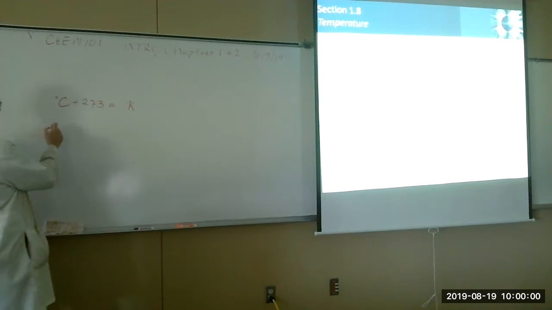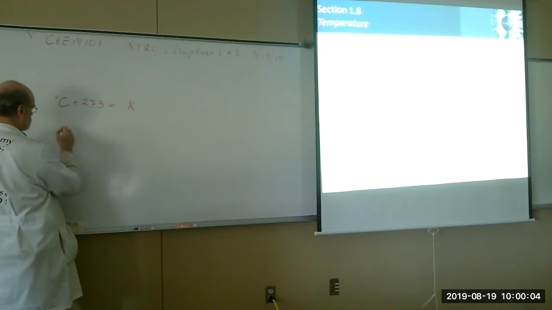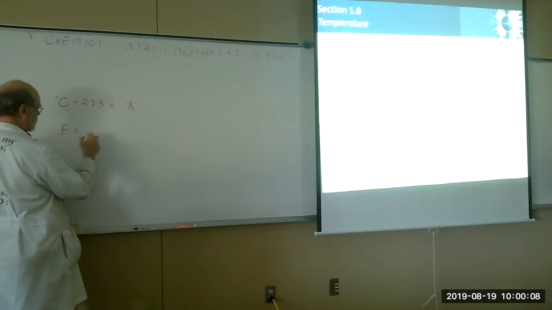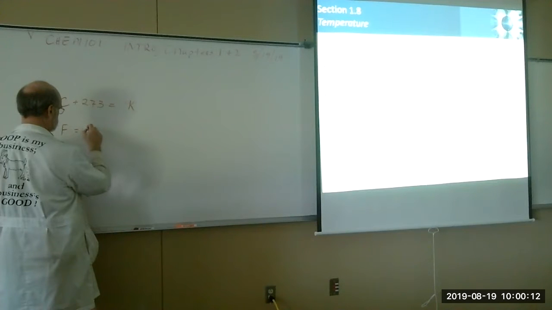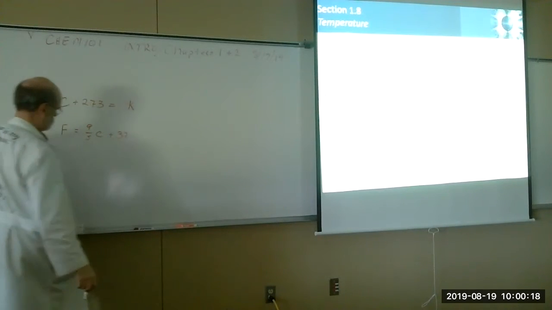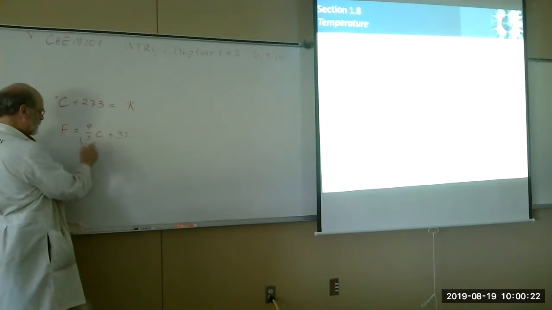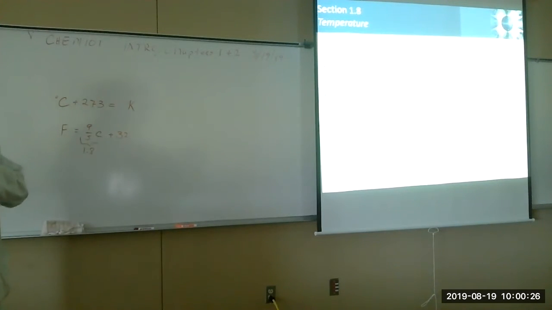So if I can do this from memory, Fahrenheit is equal to 9/5 centigrade plus 32. Your book might convert this to a decimal, 1.8, same thing. I use 9/5 because it's easier to estimate in my head doing that.